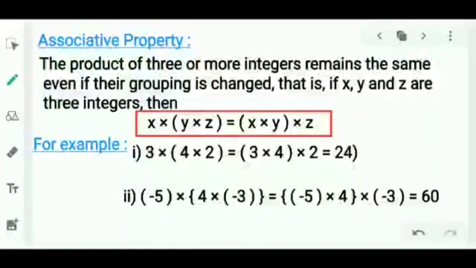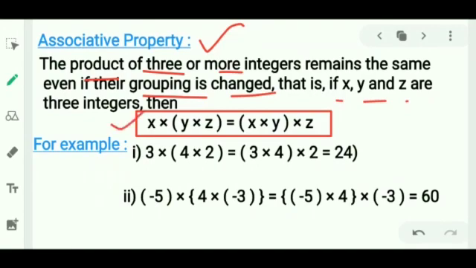Now the next property is associative property. What is associative property of multiplication? The product of three or more integers remains the same even if their grouping is changed. If we change the group, even then the answer remains the same. That is, if x, y and z are three integers, then either we take x multiplied by the group of y into z, or we take the group of x multiplied by y, and then multiply by z. In both groupings, the answer will remain the same.